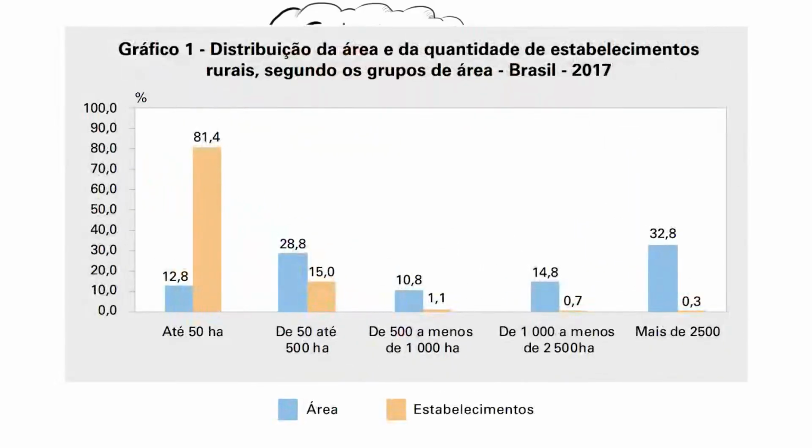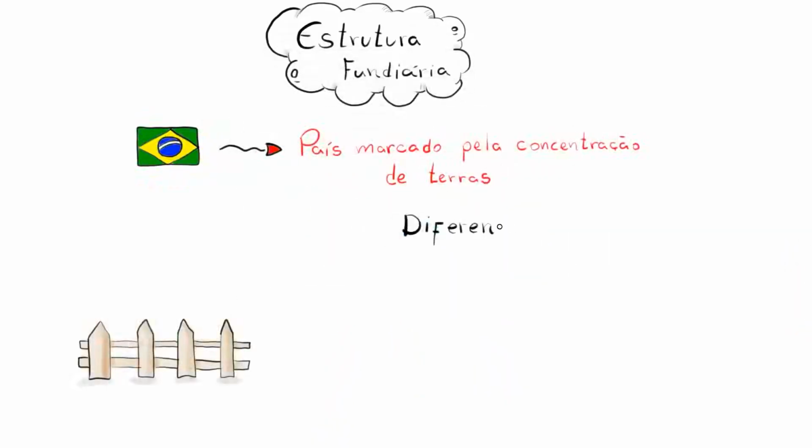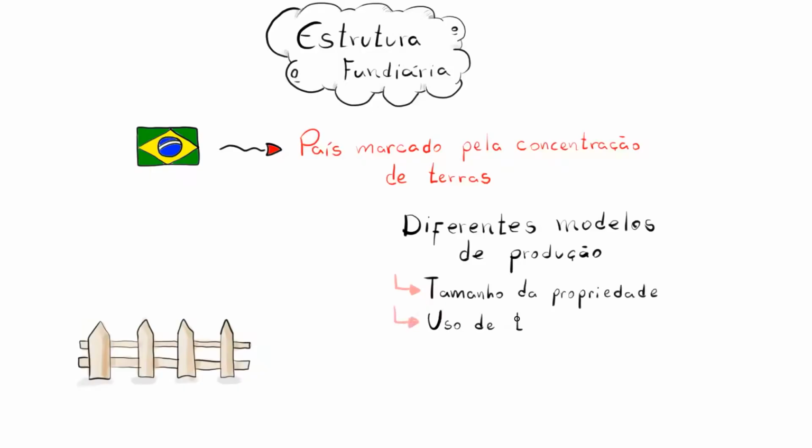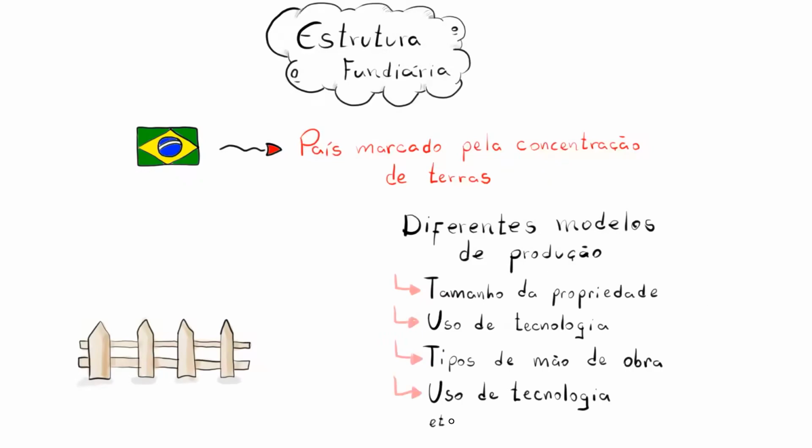So in this relationship between area and establishments, we can see that 81.4% of the establishments have an area of up to 50 hectares, while only 0.3% of rural establishments in Brazil have an area greater than 2,500 hectares, which reflects the concentration of land ownership that I mentioned earlier. And this is important because in Brazil, we have different models of agricultural production, which are mainly related to the size of the property, with the level of technology used, with the type of labor employed, whether it is skilled or not, with productivity goals, as well as the impacts it causes on the environment.